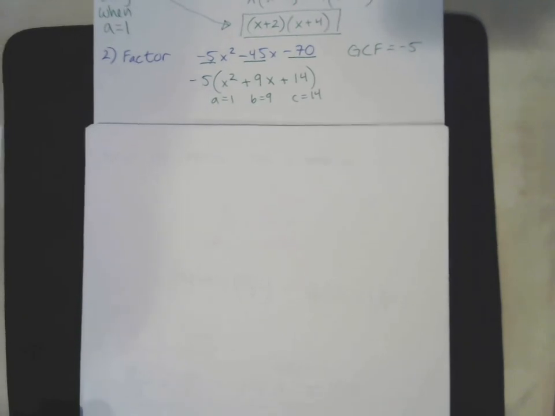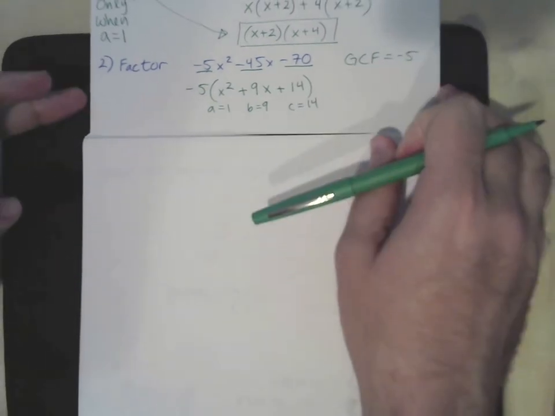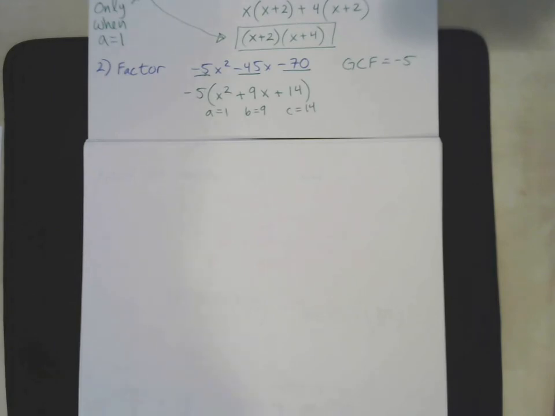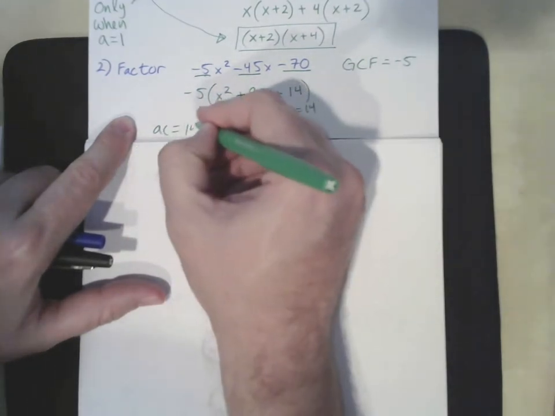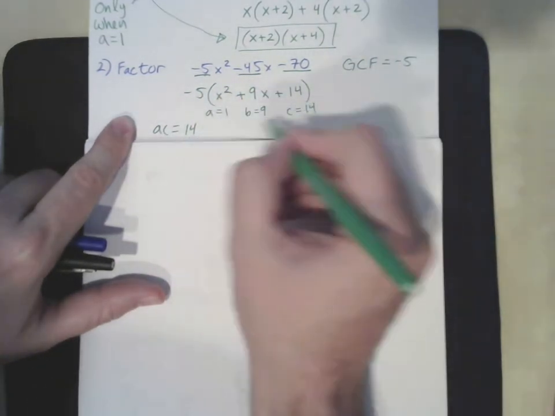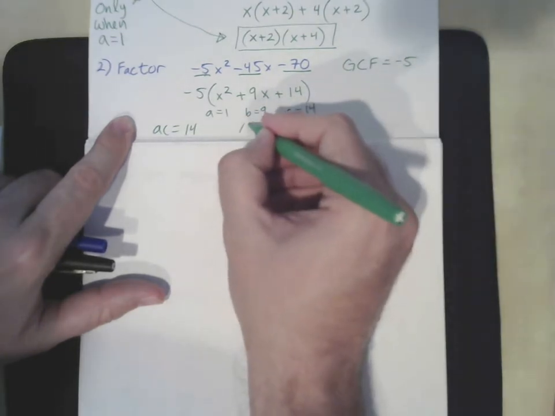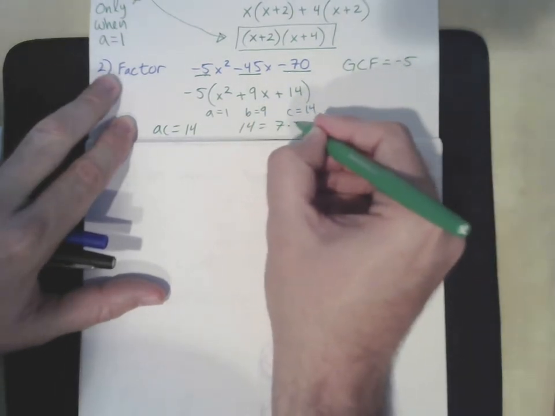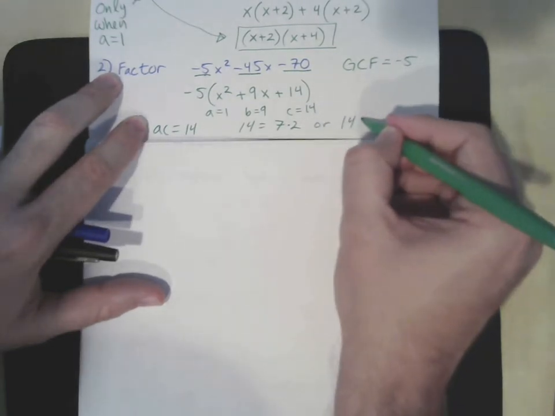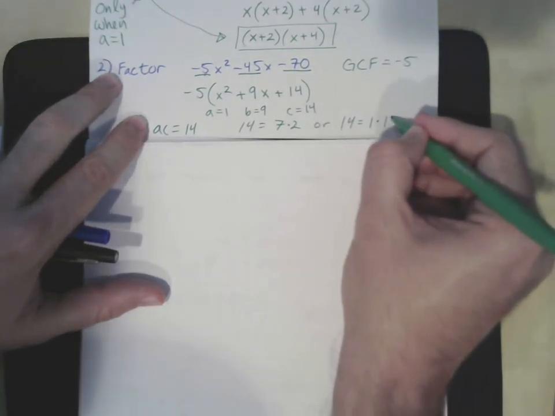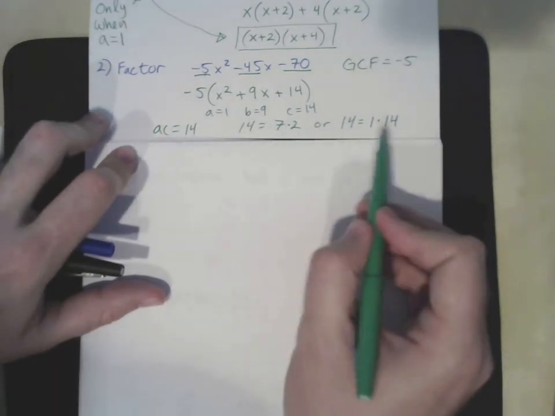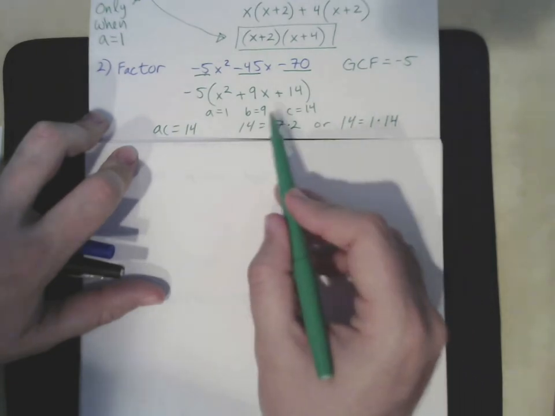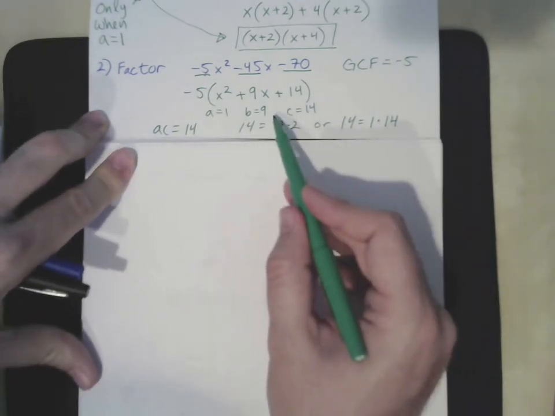Now, as you get more practice at this, you're going to get faster, and some of you may already feel confident enough and you know what the answer is. But again, you're looking at the factors of a times c, which is 14, and you want them to add up to b, which is 9. And so 14 is just 7 times 2, or 14 is 1 times 14. And so the factors, 1 plus 14 is 15, that's not 9, but 7 plus 2 is 9.